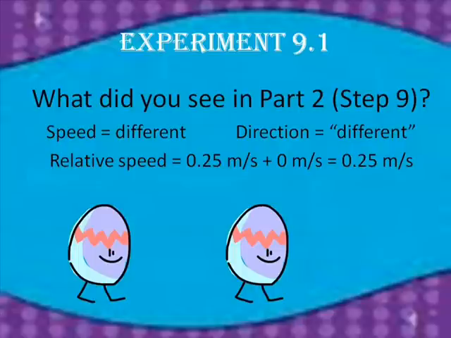So when we compute the relative speed of these two, we have the one going down the ramp is going at 0.25 meters per second. The one at the bottom of the ramp is at 0 meters per second because it's not moving. Therefore, their relative speed, or the speed relative to each other, is 0.25 meters per second.